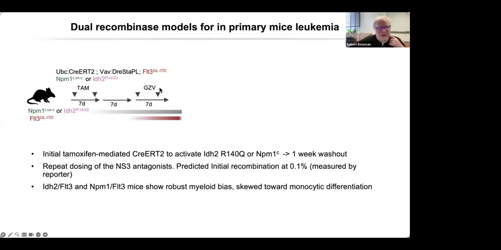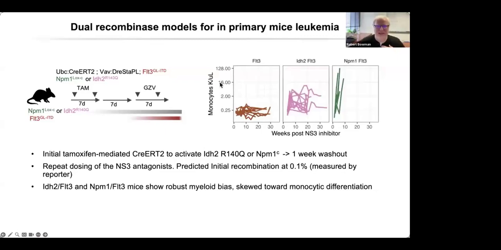And in this setting, now we can give the protease inhibitor GZB to activate FLT3 mutations, and then we can see if this recapitulates a lot of our transplant phenotypes. Looking at monocyte counts in the peripheral blood, FLT3 alone doesn't really change these monocyte counts. FLT3 IDH2 leads to an increase in monocyte counts that stabilize and smolder over time. And here, once again, our FLT3 NPM1 model leads to 100% lethality within 6 weeks.